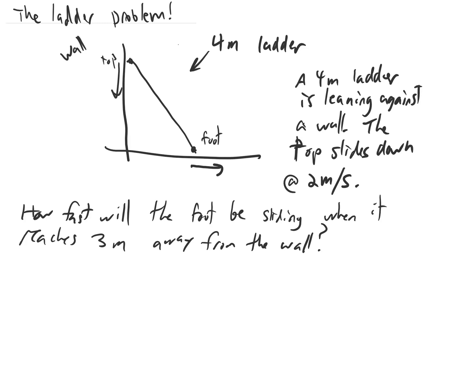The problem tells us the top is sliding downward at 2 meters per second. So we're losing 2 meters per second with the height. And the question is, how fast will the foot be sliding when it reaches 3 meters away from the base? So it's at the moment when this distance reaches 3 meters.